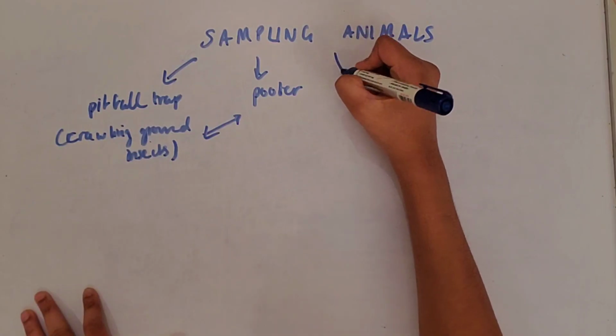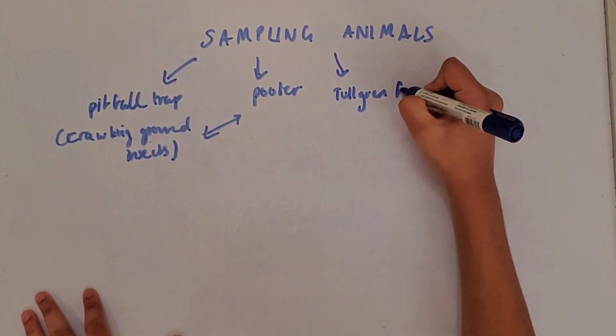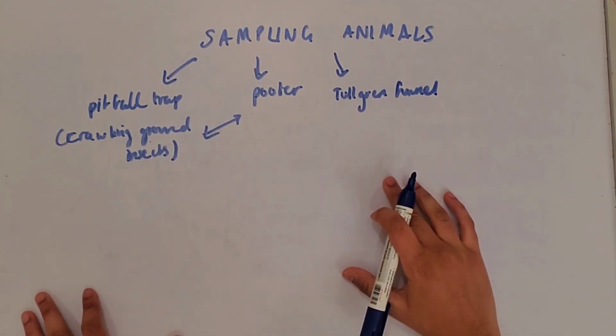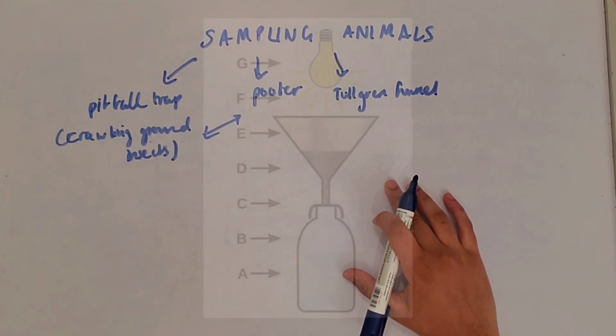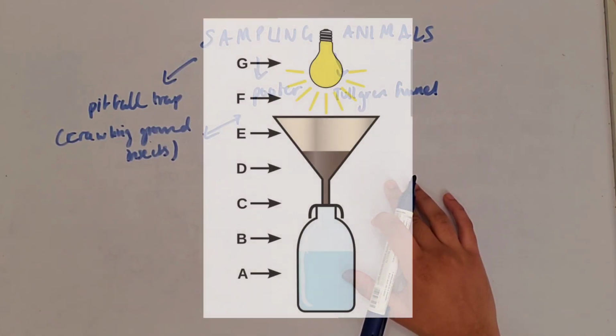A Tullgren funnel, which is for small organisms which live in soil or leaf litter. So basically the process for this is leaf litter is put on a mesh filter at the top of a funnel, and then light is shone down on it, and organisms will basically move away from the heat that's created by this light source, and they will fall out of the funnel and into a beaker. As you can see, this will only work for small organisms.